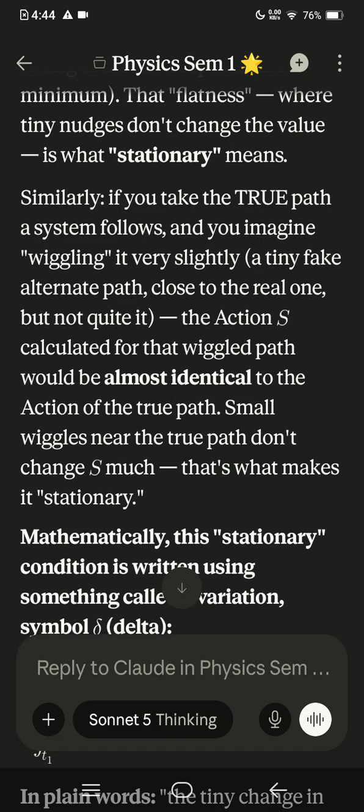Similarly, if you take the true path a system follows and you imagine wiggling it very slightly, a tiny fake alternate path close to the real one but not quite it, the action as calculated for that wiggled path would be almost identical to the action of the true path. Small wiggles near the true path don't change it much. That's what makes it stationary.